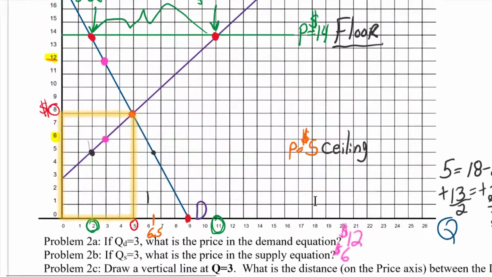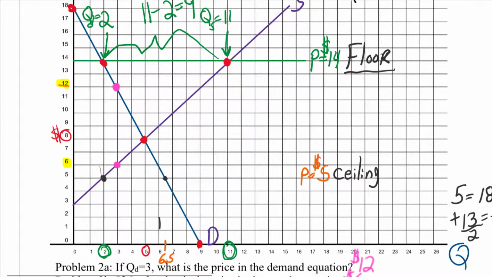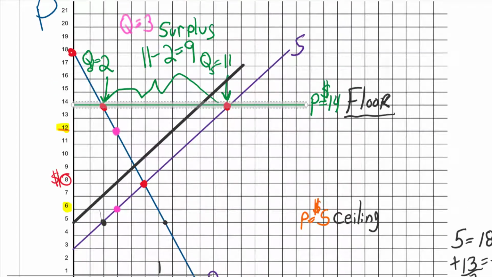Okay, let's clean this graph up a little bit again. So new supply curve, 5 plus Q. So the y-intercept is 5. And the slope is still up 1 over 1, up 1 over 1, up 1 over 1. All right, so here's our new supply curve.